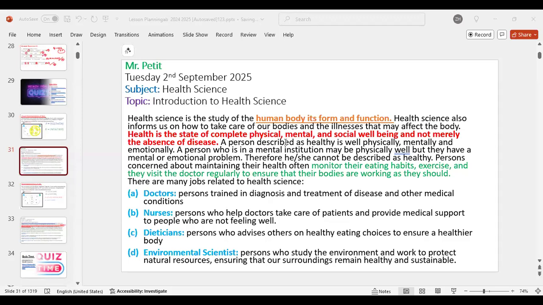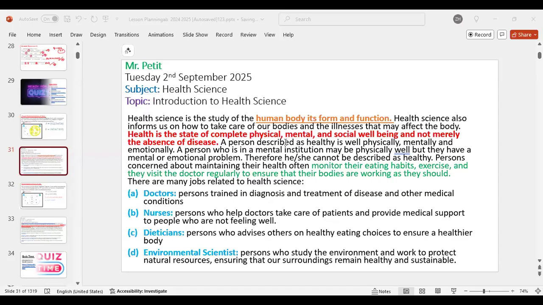The quiz is called an Introduction to Environmental Science. There's only 10 questions. Should be a very easy quiz. This is the test of whether you understand what we're talking about. Okay, so make sure you do the quiz.